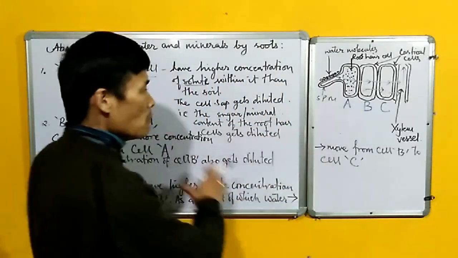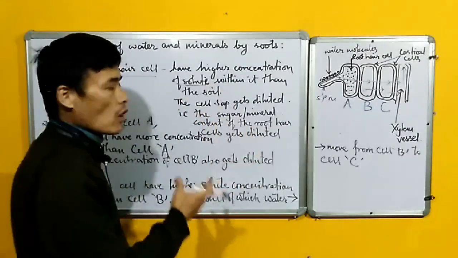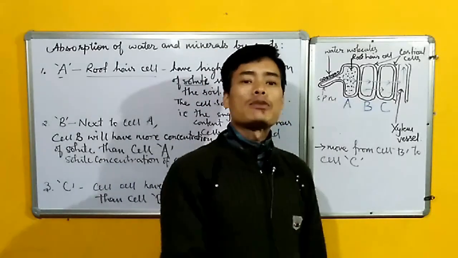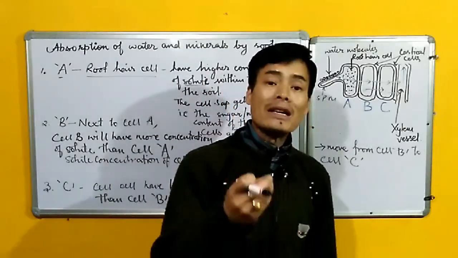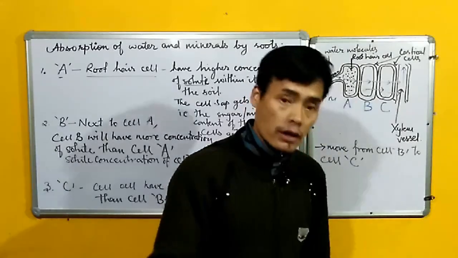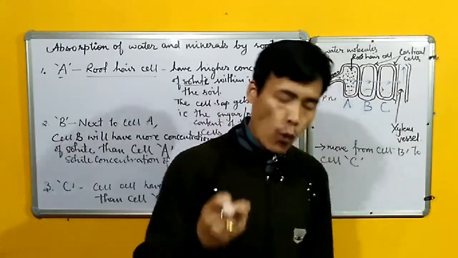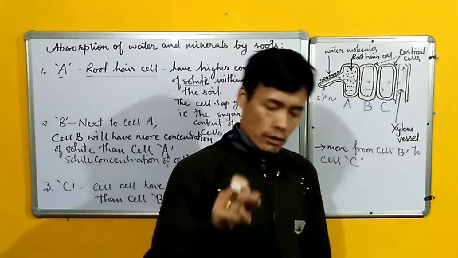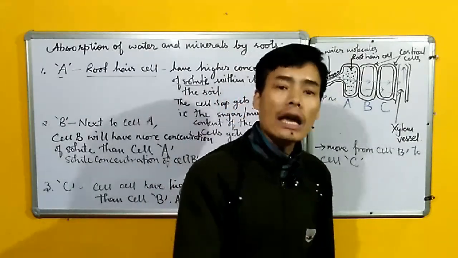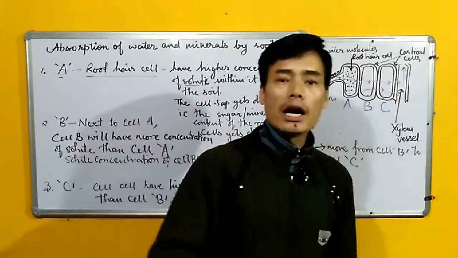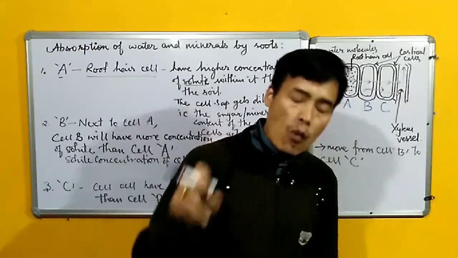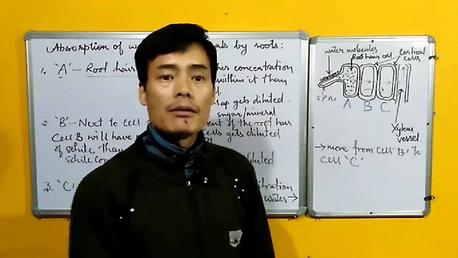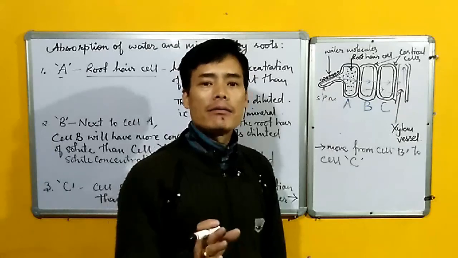So this is a very simple explanation to understand how osmosis takes place from cell to cell in order to transport water from the root hair into the cortical cell, then into the conducting tissue called xylem, and from where it is transported into the higher parts of the plant body.